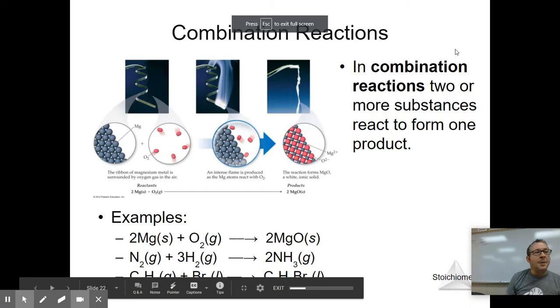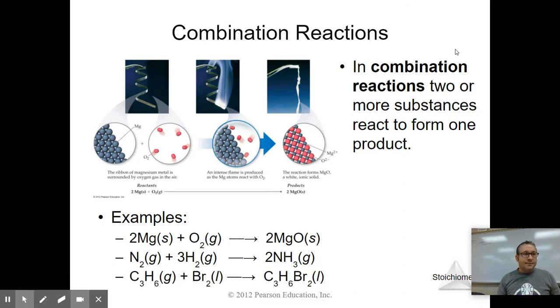And the last example for a combination reaction, we have C3H6 plus Br2, another Brinkelhoff. They're going to yield C3H6Br2. It's a liquid. But the underlying premise of these reactions is multiple reactants coming together to form a single product.